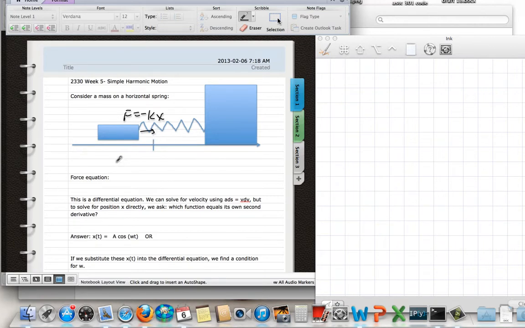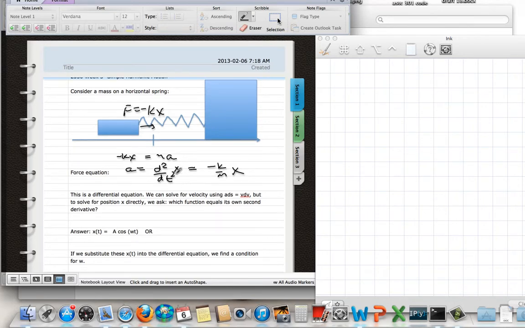So our force equation, the net force is minus kx. That's got to equal ma. We divide both sides by mass, and you get the acceleration, which is the second derivative of position, equals minus k over m times x. So that's a differential equation, and we're looking for the function x that satisfies it.